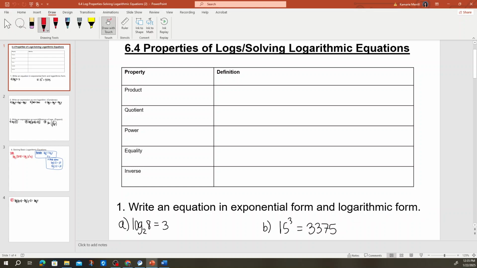So 6-4, properties of logs, and you're also going to solve logs. I have 3 new properties that I'm going to teach you that you can do with logs. The point of these properties is that sometimes you're going to be given an equation with a log plus another log minus another log.